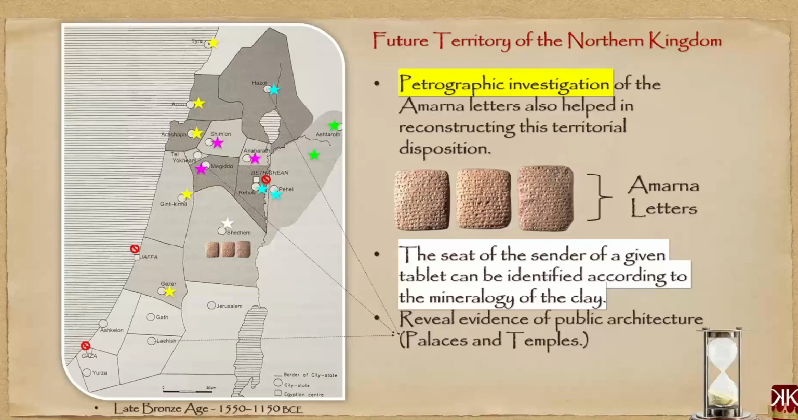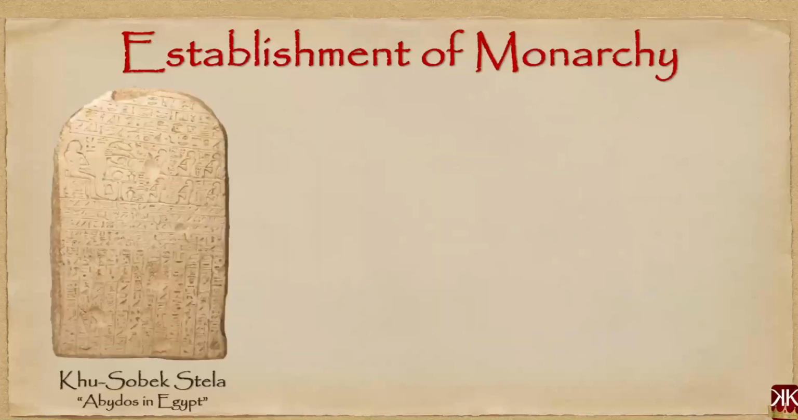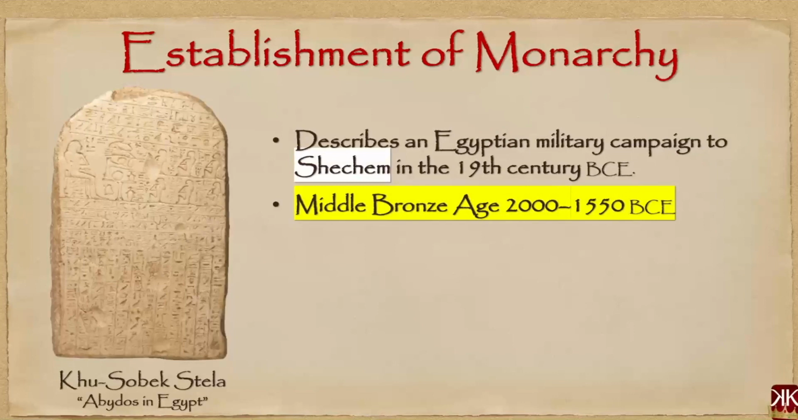Now, we have a stele coming from Abydos in Egypt. The Khu-Sobek stele. Stella. Some people call it Stella. It depends. American English, British English. Now, why this stele is important is because it describes an Egyptian military campaign to Shechem in the 19th century. So, looking at the Middle Bronze Age.